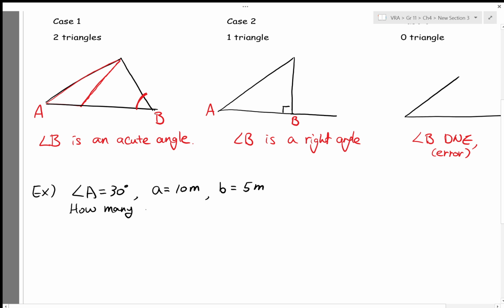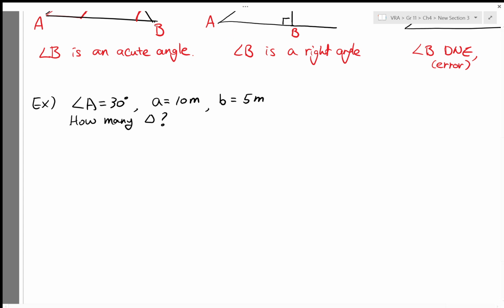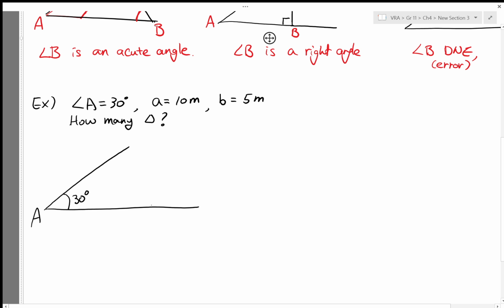So how many triangles? Now all you have to do is this. The baseline, we don't really care about the baseline, so just draw a somewhat long line. Now the angle A will be formed by this terminal arm. I'm going to call this A, and we know that is 30 degrees. Now B is formed by another line here, and side A is the opposite of angle A, so that's 10 meters, and side B is the opposite of angle B.